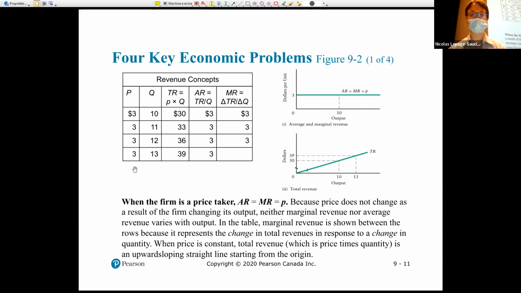So this is a neat exercise to show you how total revenue and average revenue change with price, but there's not a lot going on because the price is always 3. So the total revenue is price times quantity: 3 times 10, 3 times 11, 3 times 12, and the average is always 3, and the marginal is always 3 as well.